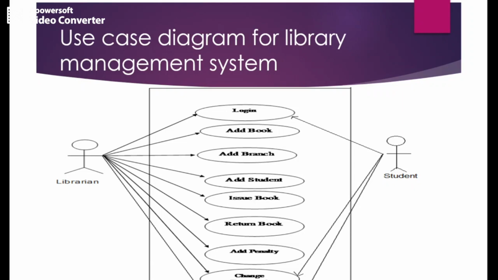In his system he can log into the library management system, and then he has the credentials to add a book. Any new book, the latest books, he can add. He can add the branch, meaning which branch of people the book is required by. He can add the student details, their branch, and he can issue the book. What all he can do? He can return the book, add penalty, change the password, view reports, all those.